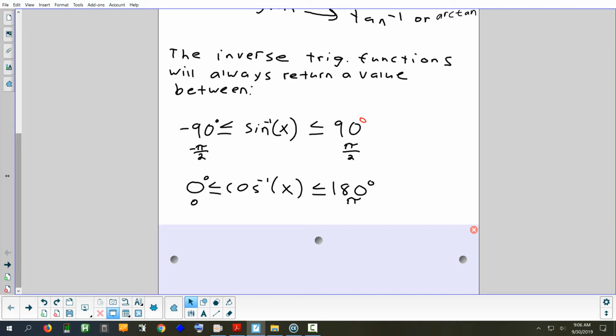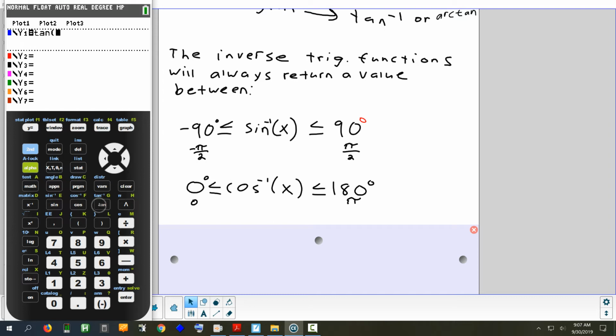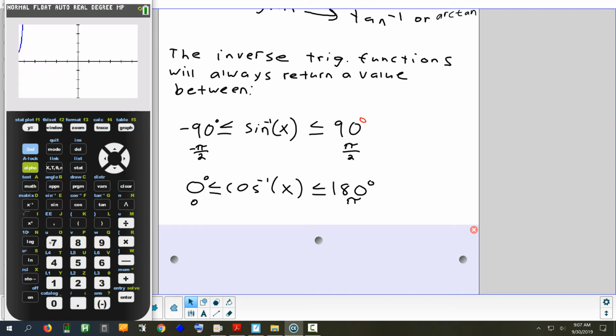Okay. Now inverse tangent, we don't really study the graph of tangent. Okay? The graph is totally different. Sine and cosine, they're nice, smooth waves. I'll show you the graph of tangent, but I'm not really going to talk about it. It definitely has a pattern to it.